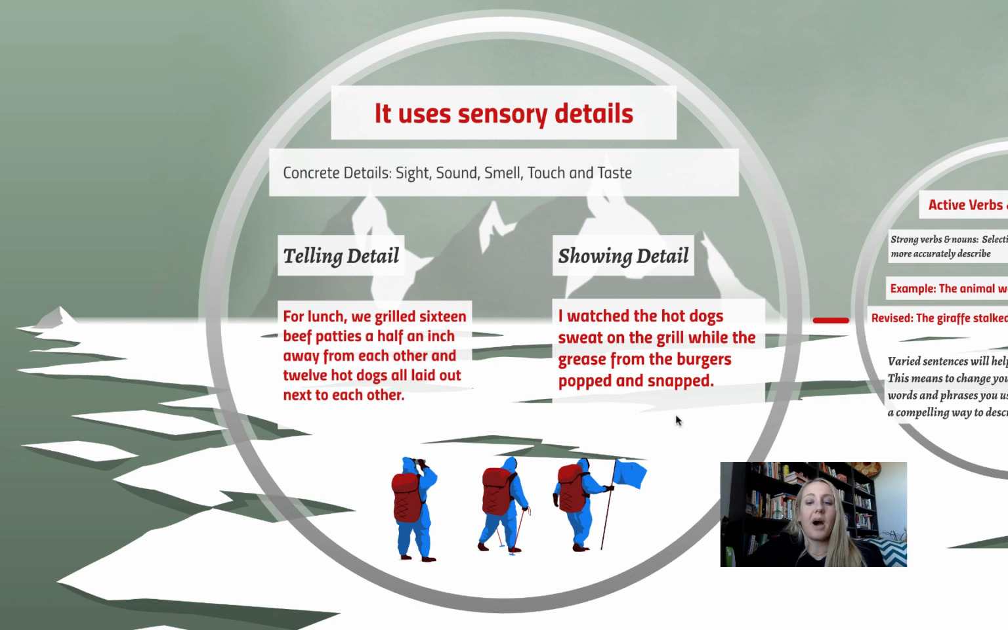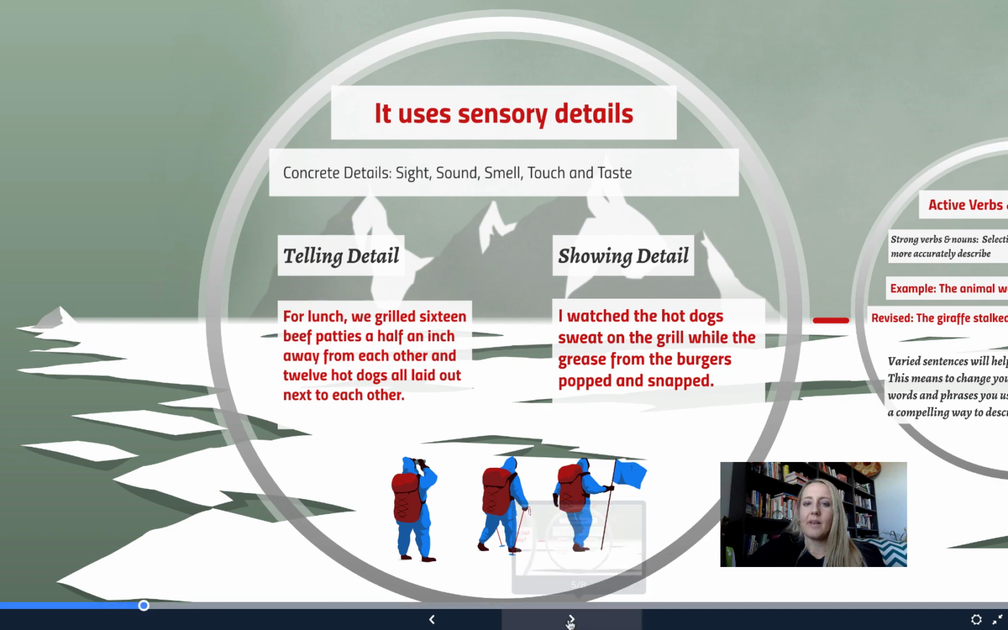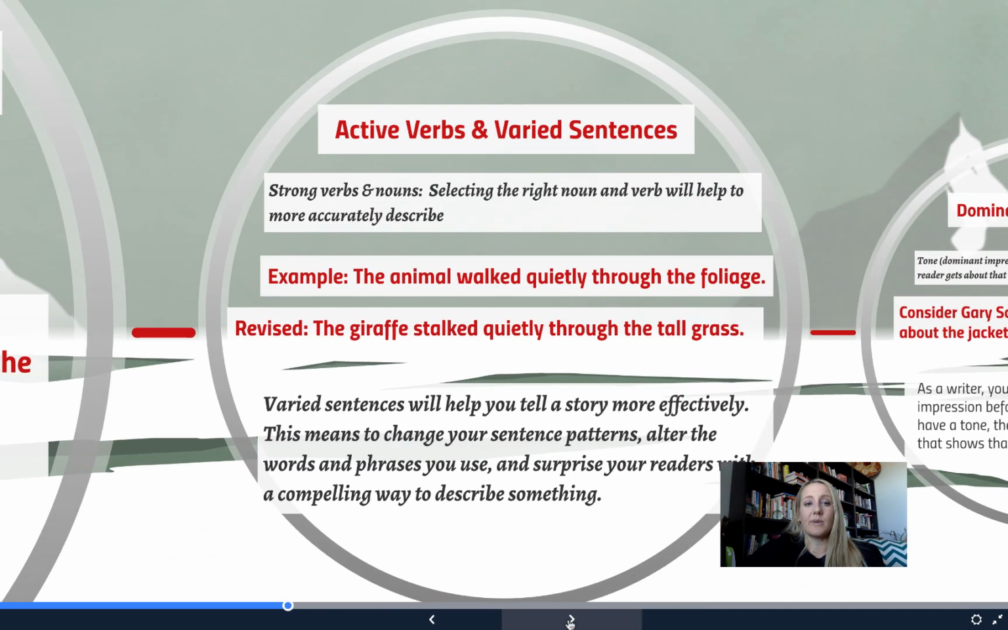If you'll notice here, under showing detail, it says, I watched the hot dogs sweat on the grill while the grease from the burgers popped and snapped. Here we have a much more vivid description that allows us to see these hot dogs sweating on the grill, which sounds terribly gross. But we can also hear that grease popping and snapping. So this is the kind of stuff we want to do as writers.